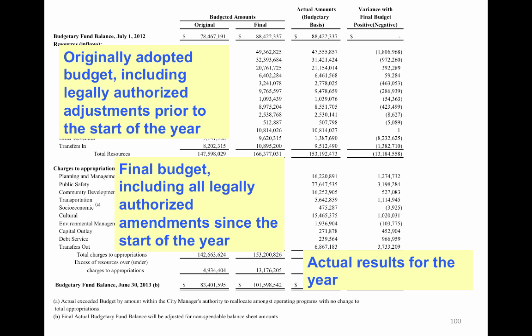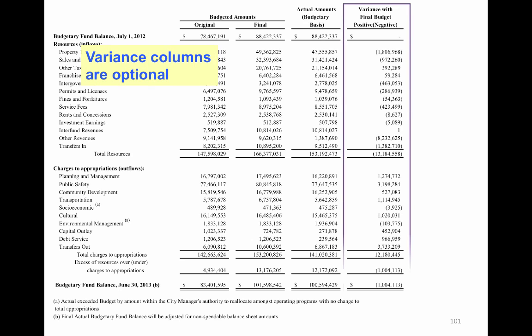You will sometimes see variance columns like this one on the right-hand side that show the difference between the original and final budget, or the final and actual amounts, or sometimes the original to the actual amounts. That's the one I happen to think is the most valuable if you can get it, but we will talk about how to calculate those variances. It's really very simple to do, and it's a very valuable exercise to engage in.